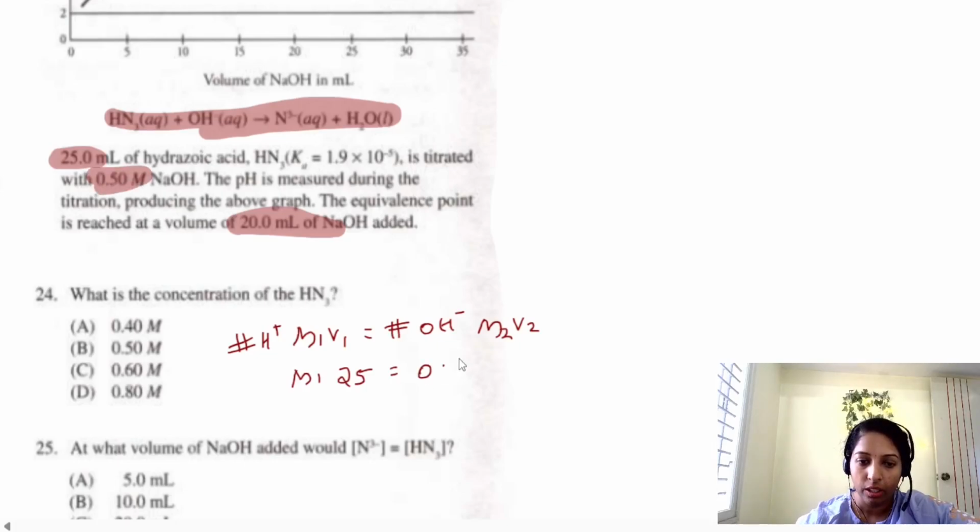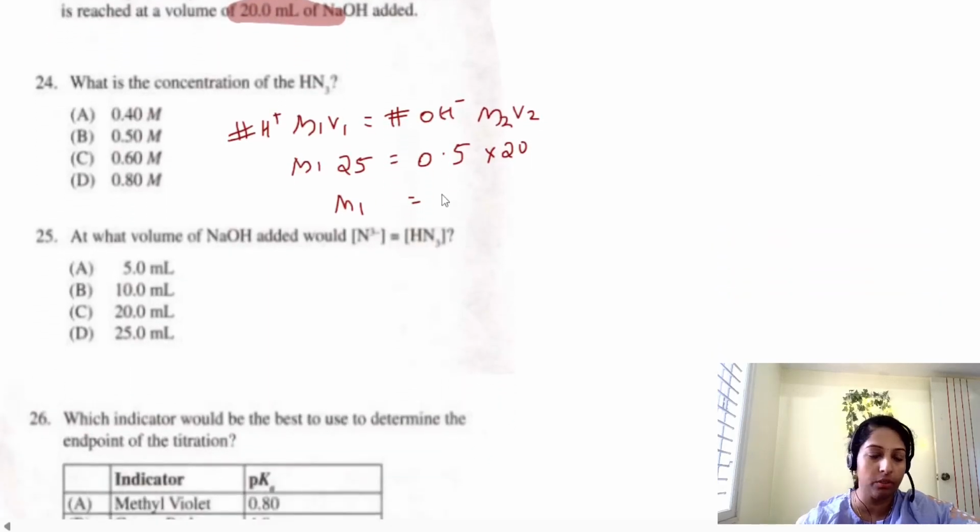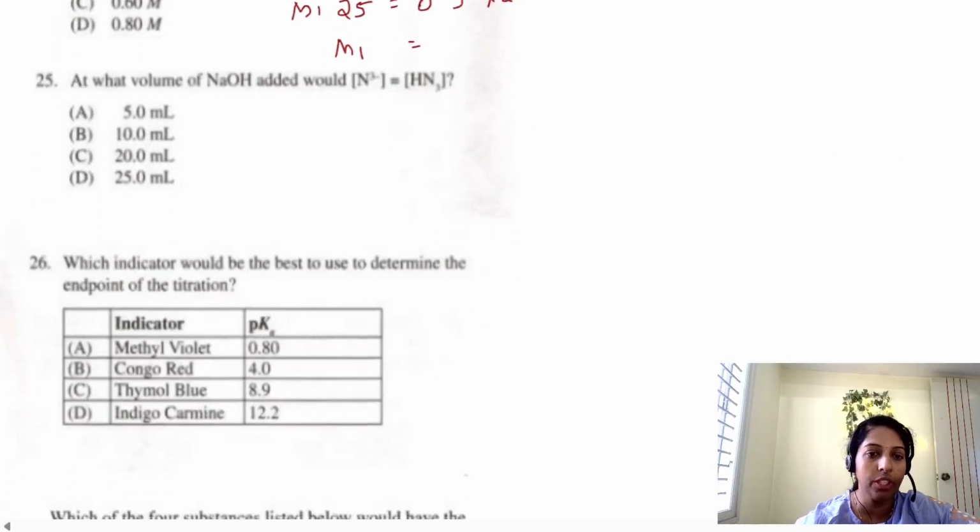Then V2 is actually the endpoint volume. They were given it's 20 ml. Okay, so after all, what we need is 0.5 times 20 divided by 25. Okay, so what's the answer? Yes, we got A. I hope you got the answer. Okay, we can move on to the next one.